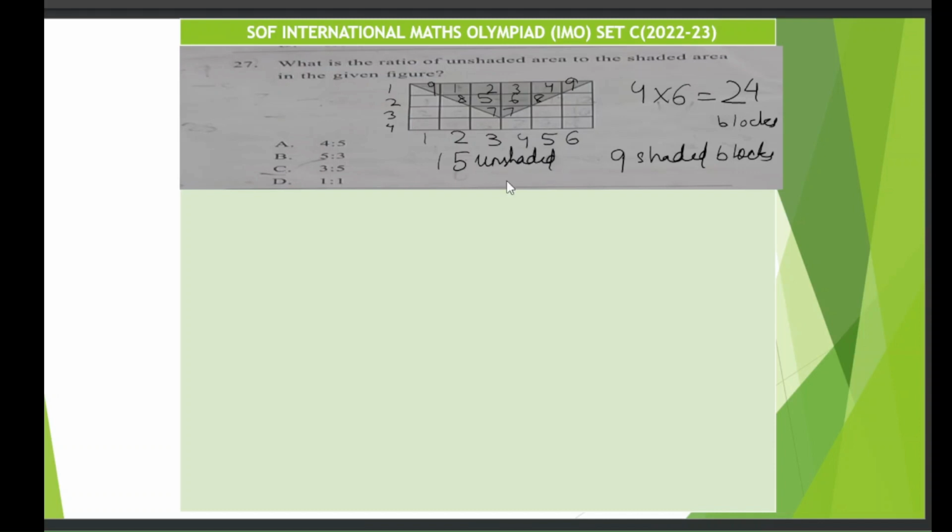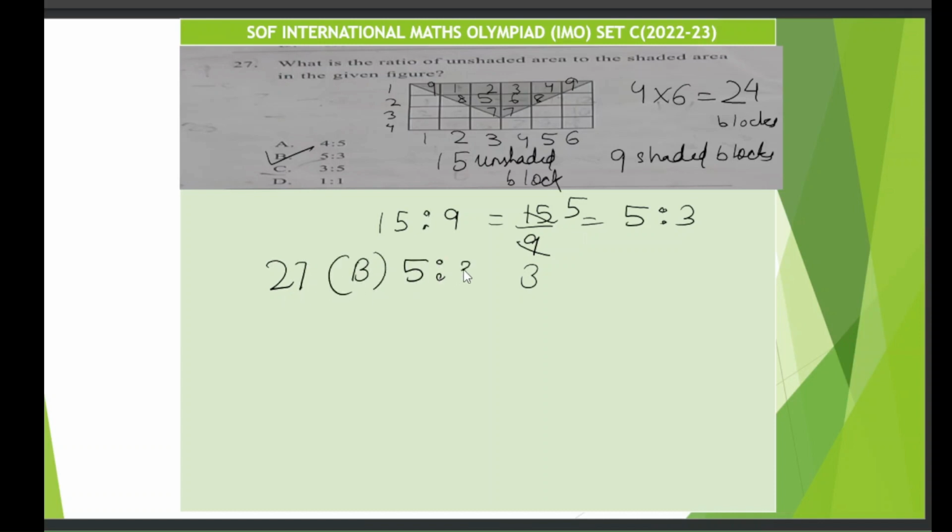Now we need to find the ratio. 15 is to 9, because it is unshaded area to shaded area. We need to remove the common factor and reduce it. 3 nines are 9... 3 threes are 9, 3 fives are 15. So it is 5 is to 3. Which option holds good? Option B. So for question number 27, option B, 5 is to 3, is the correct answer.